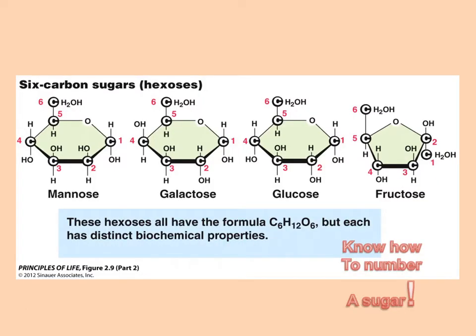Same thing for hexoses. Number 1 is always on the left side after the oxygen in the ring, and then it goes counterclockwise where your 6th carbon is off of the ring. Examples of hexoses are mannose, galactose, glucose, and fructose.